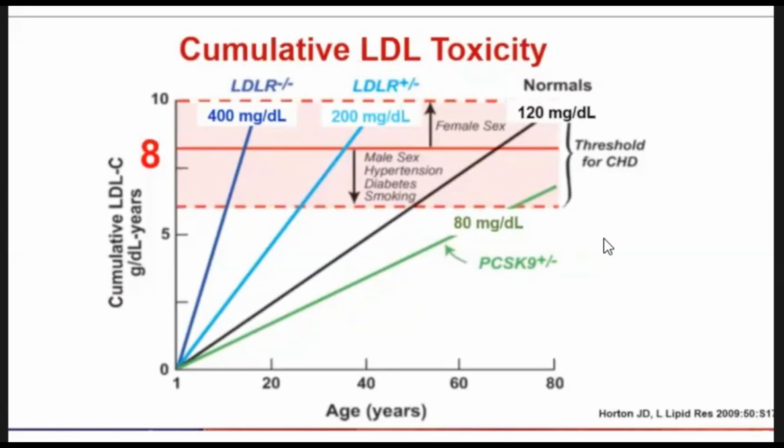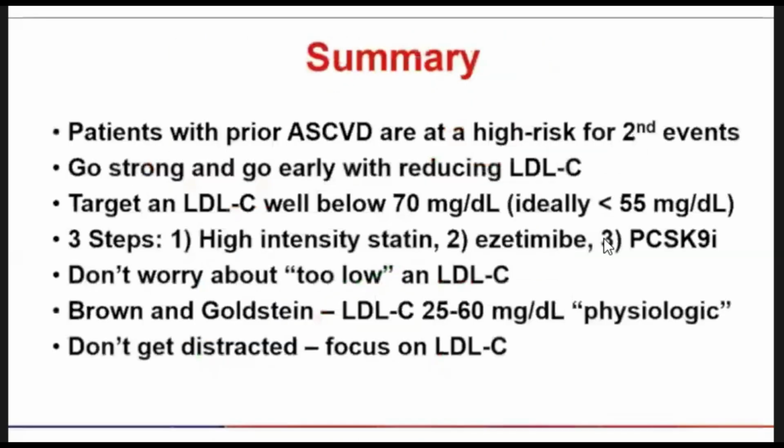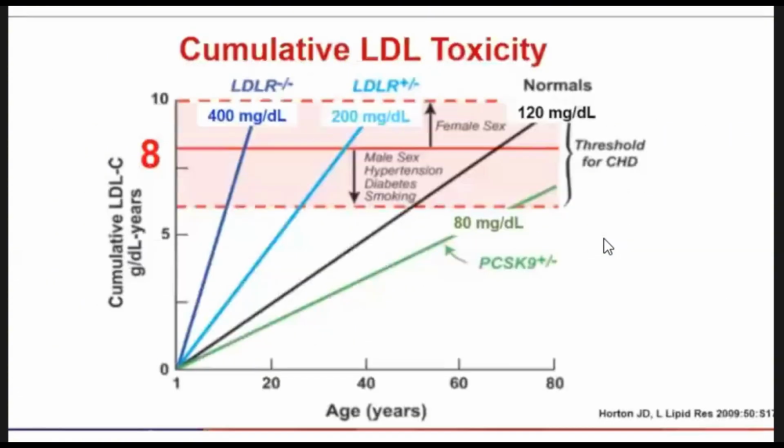So what is the aim? Prevention of the first atherosclerotic cardiovascular event in an individual. If you maintain your LDL very low for a long time, the first event you may develop is at 90 years. That is the aim that we are talking about. Okay, so in summary, as I said, patients with prior ASCVD have a very high risk of developing secondary events. Go early. Why? Because of this.